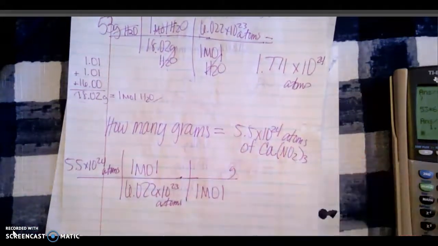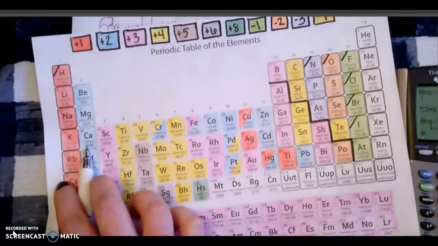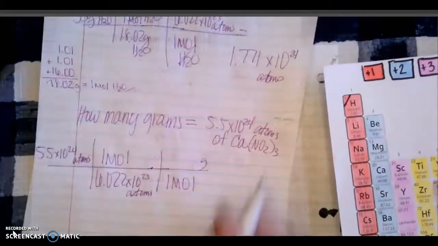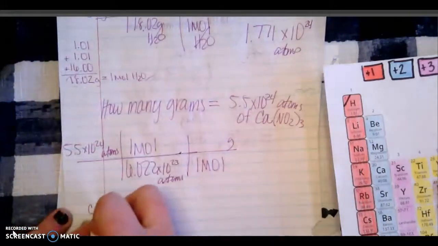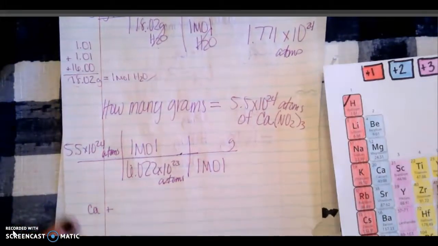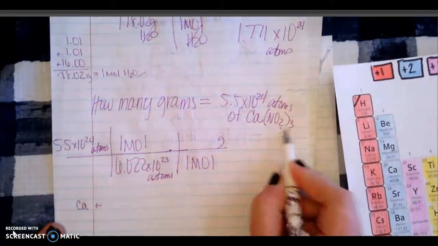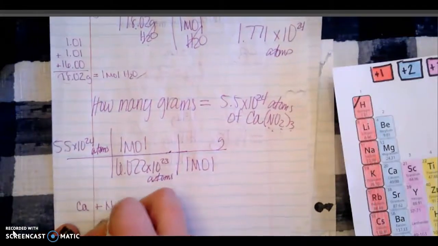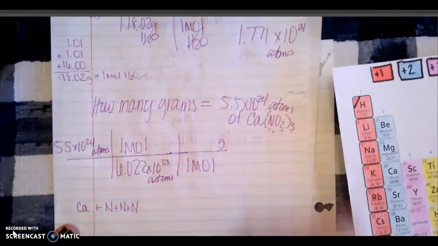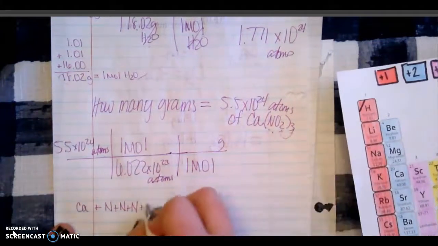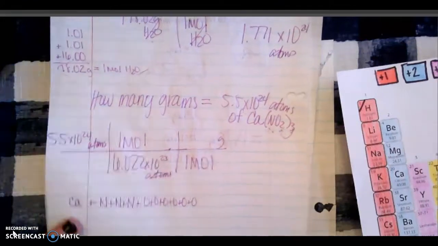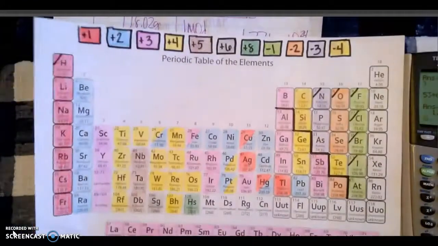Okay, but I can't just say calcium, or I can't just say nitrogen. I have to figure out how much that whole entire compound weighs. All right, so what I need to do is add up a calcium, and then remember this 3 means that it distributes like that. So I actually have 3 nitrogens, and then I actually have 6 oxygens.